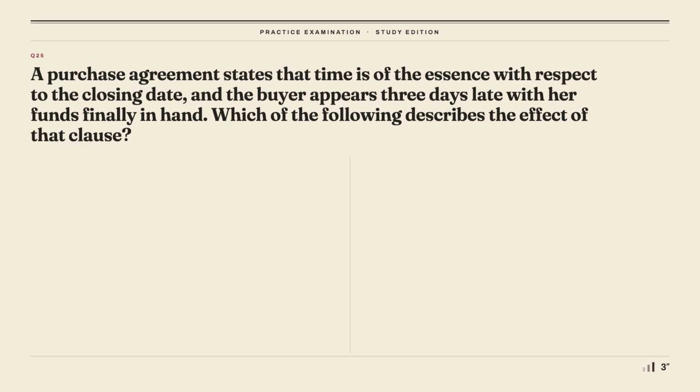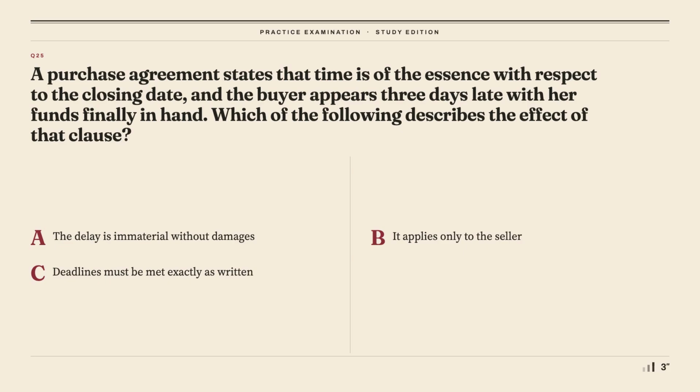Your options are: A. The delay is immaterial without damages. B. It applies only to the seller. C. Deadlines must be met exactly as written. D. It converts the contract into an option. Which one is it? Pause the video if you need more time.